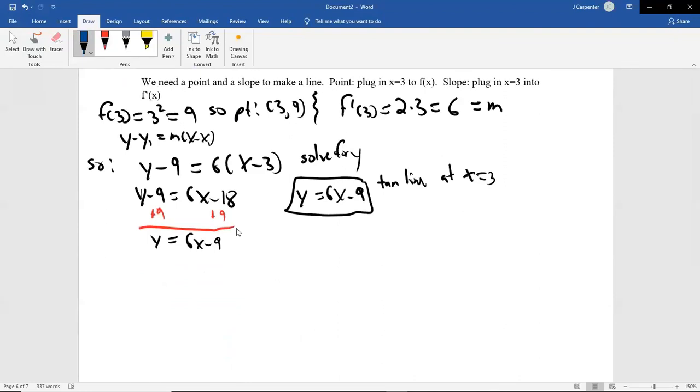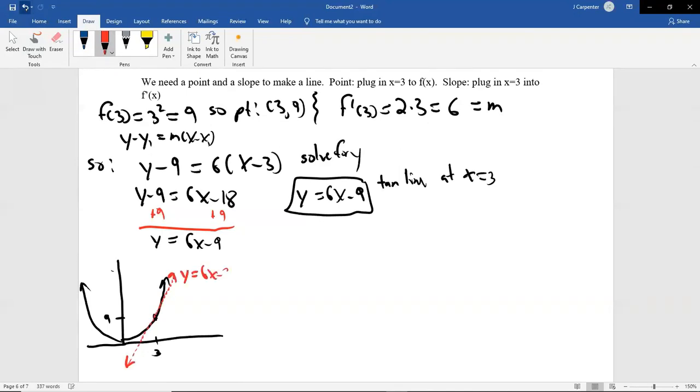So if you graphed it, if this right here is 3 comma 9, oops, that was terrible. I hate this tablet. I know hate's a strong word, but I really don't like it. There's our tangent line, y equals 6x minus 9. So it touches at x equals 3 and x equals 3 only, necessarily.